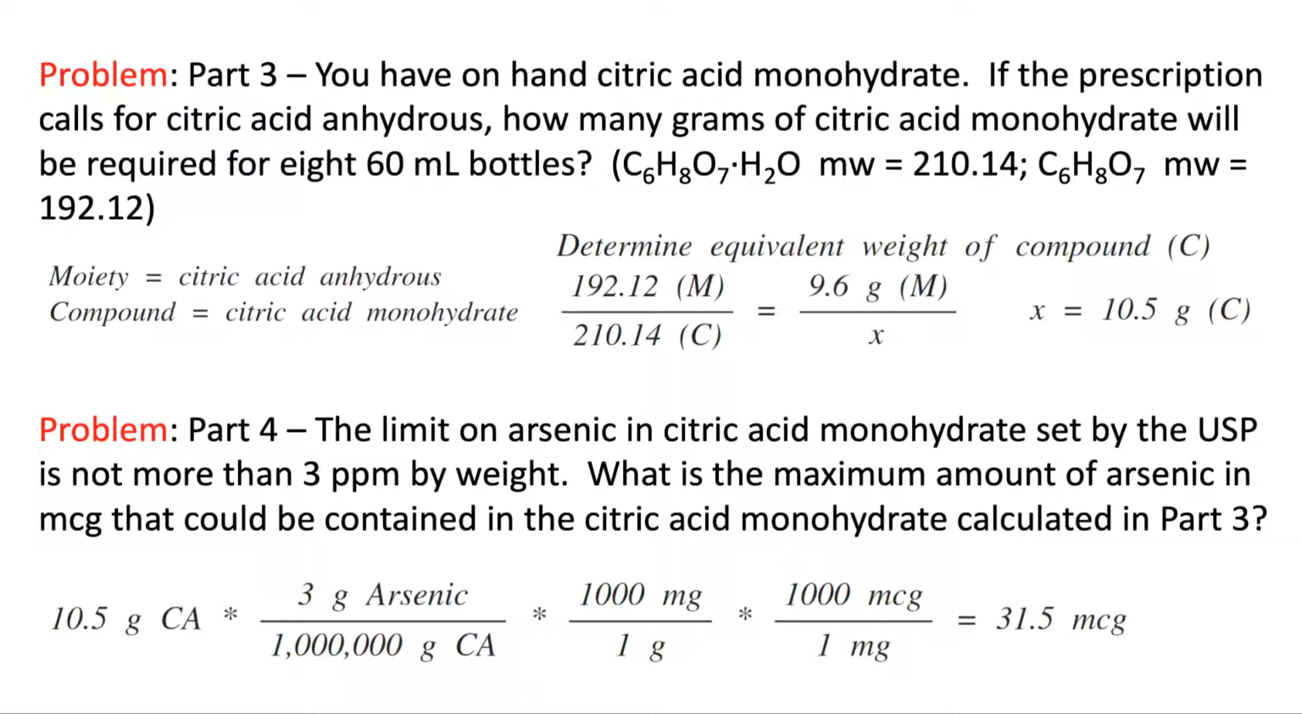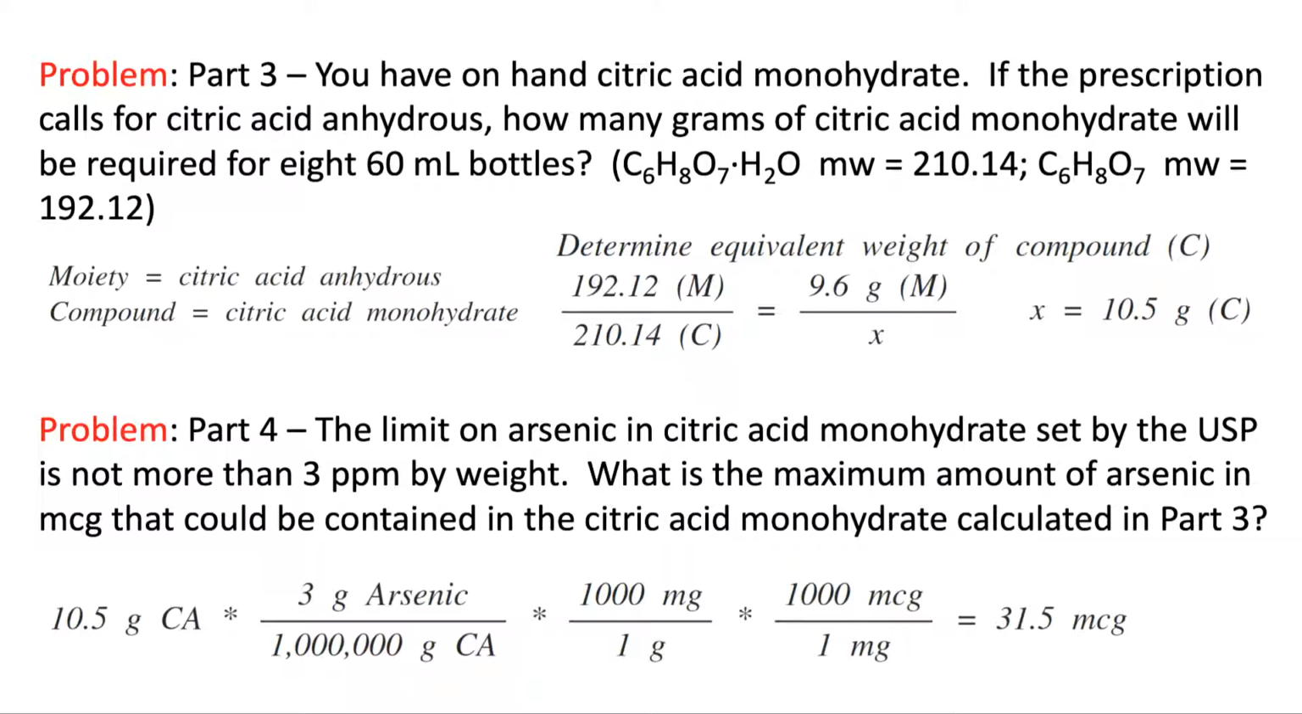So if you do that math all the way from left to right, you should get a value of 31.5, and your final units would be in micrograms of arsenic. Okay, and with that somewhat unpleasant thought of arsenic, that's the end of this lecture. So hopefully you found it helpful.